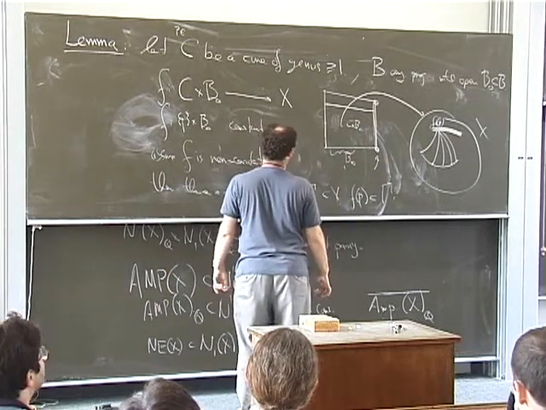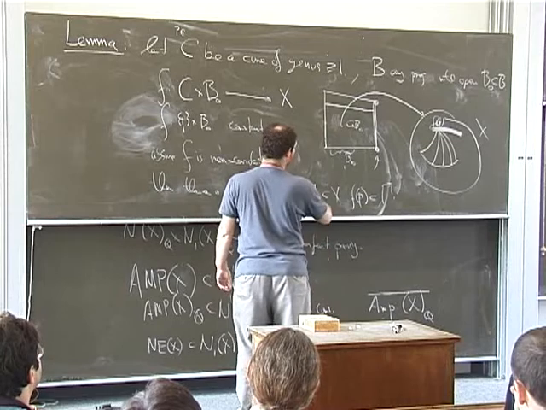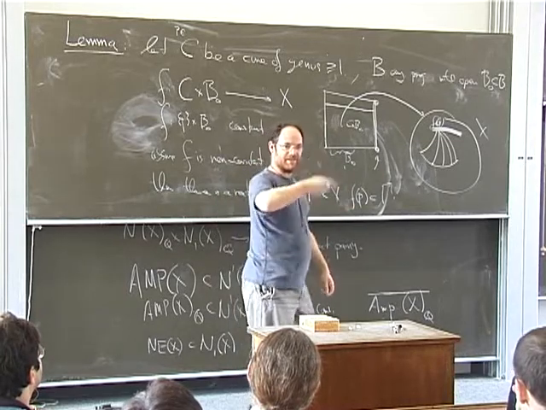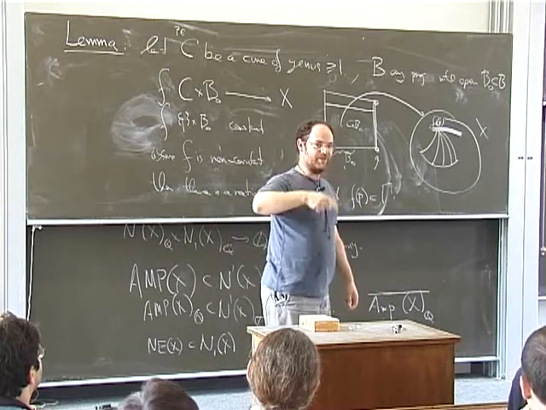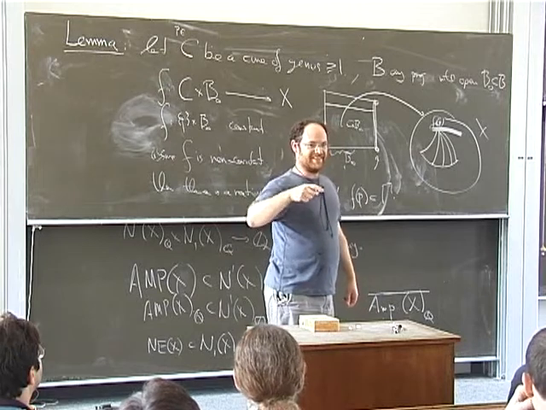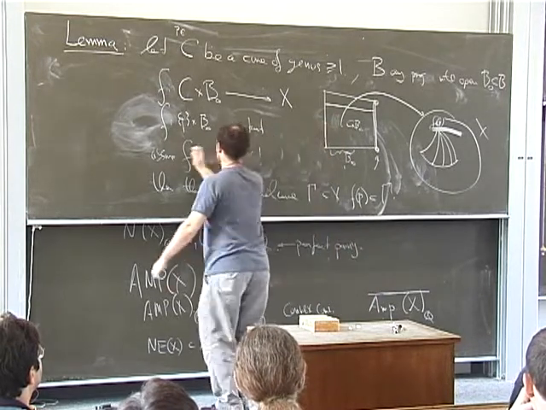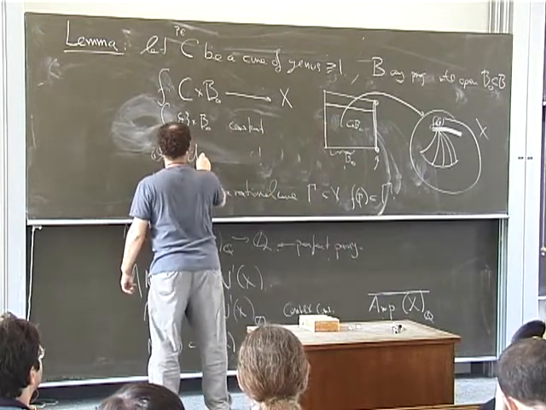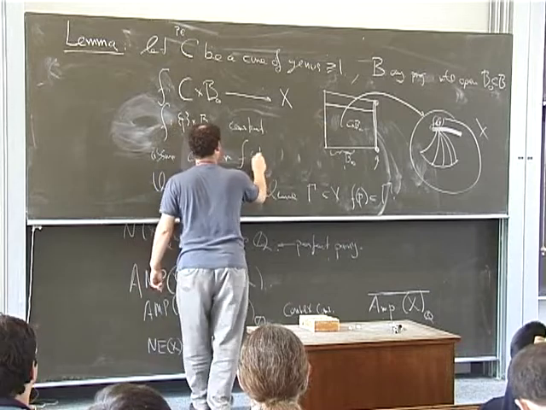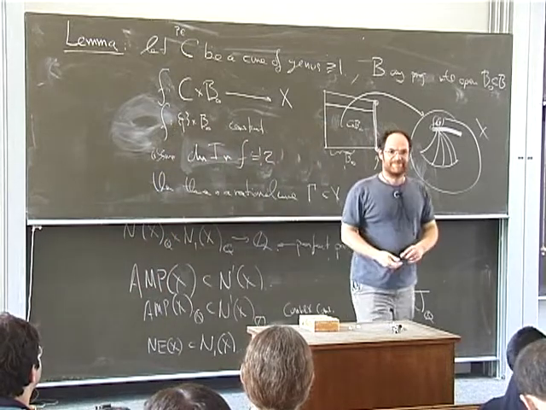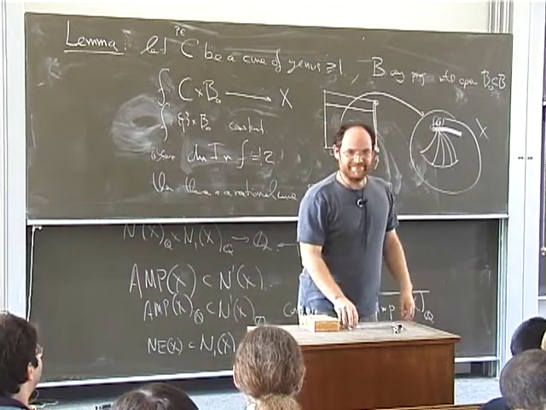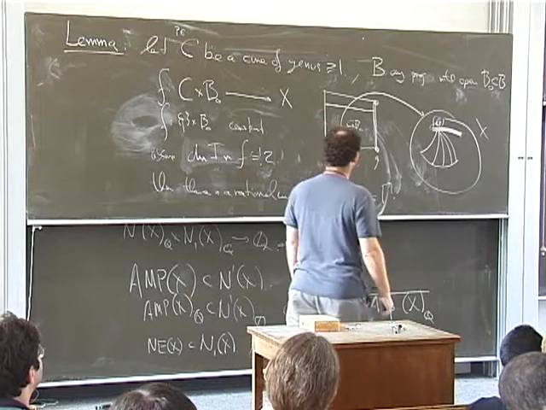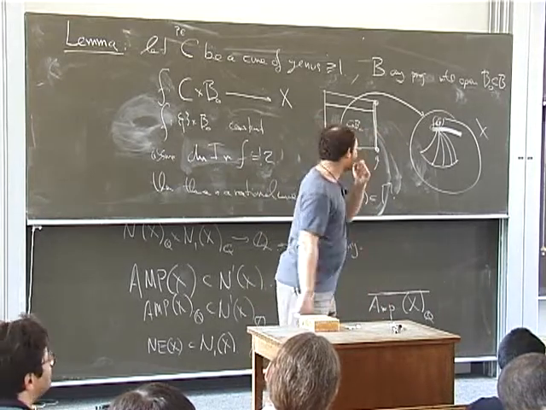Non-constant. So F restricted to each fiber is non-constant. And okay, so assume the dimension of the image of F is 2. Do you believe me now? Okay.